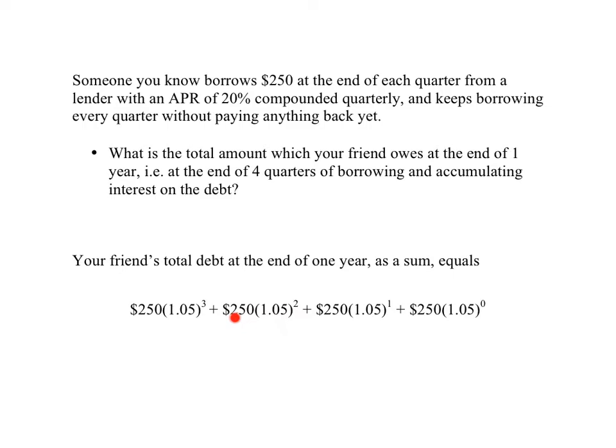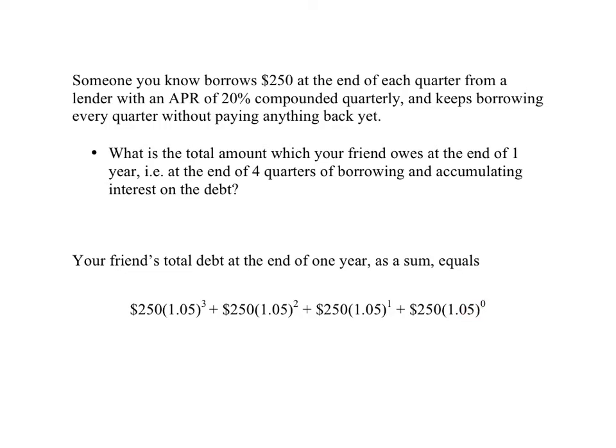The next $250 that your friend borrows at the end of June accumulates interest at the end of September and again at the end of December, only twice. The $250 borrowed at the end of September only accumulates interest charges once at the end of December, and the very last $250 borrowed at the end of December has had no time to accrue interest charges.